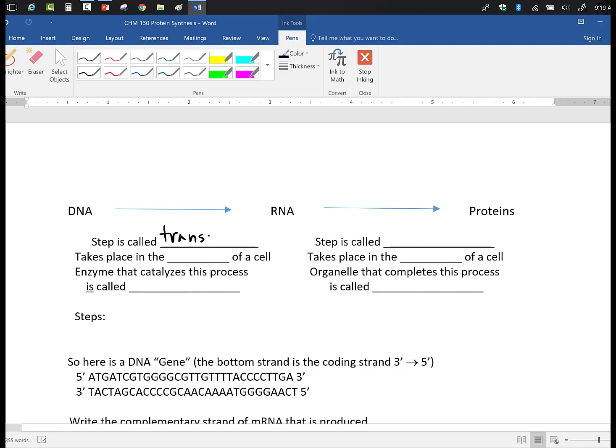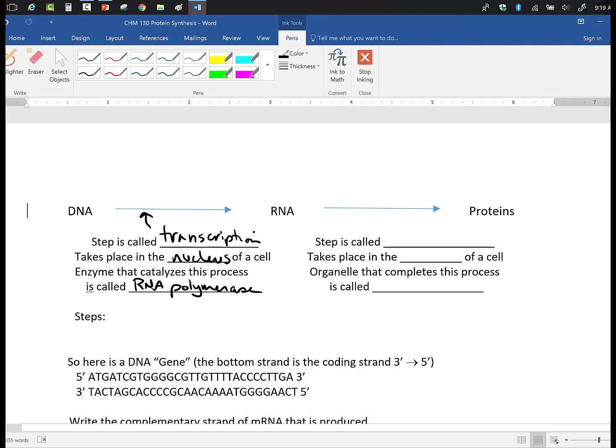All right, so this is transcription. So if DNA is always in the nucleus of the cell, this is where transcription happens. And the enzyme that's involved is an enzyme that's called RNA polymerase. So it's this step.